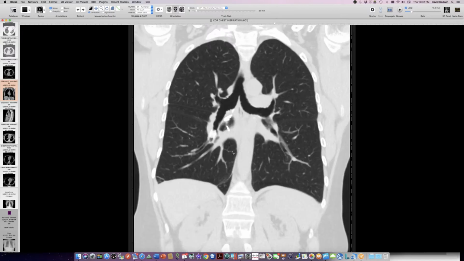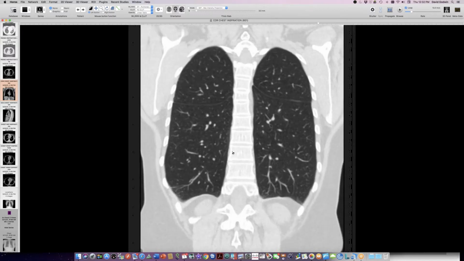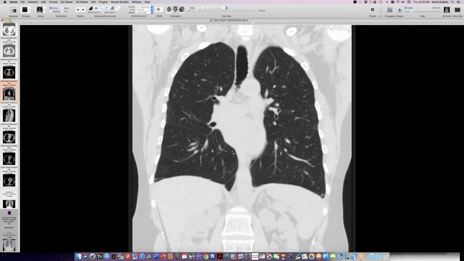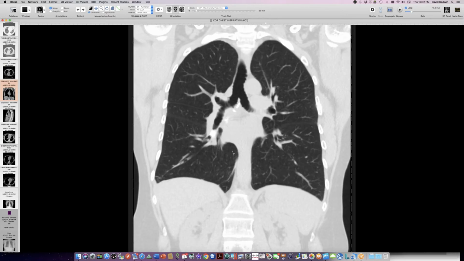And surprisingly, there's not much in the way of atelectasis. Once they removed this thing, there was a lot of pus that came out. So there was some stuff accumulating, but it hasn't caused a lot of atelectasis.